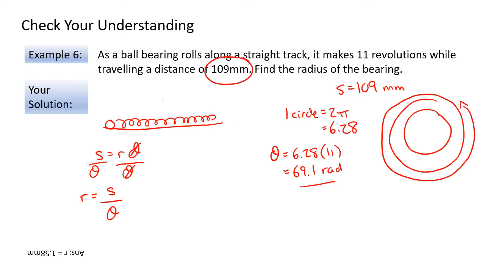If we substitute our values in, S is 109 millimeters and theta is 69.1 radians. Again, remember, radians is unitless, so it will cancel out. If we calculate this out, we get a radius of 1.58 millimeters. So in other words, given the distance it traveled and how many revolutions it made, your ball bearing has a radius of 1.58 millimeters.